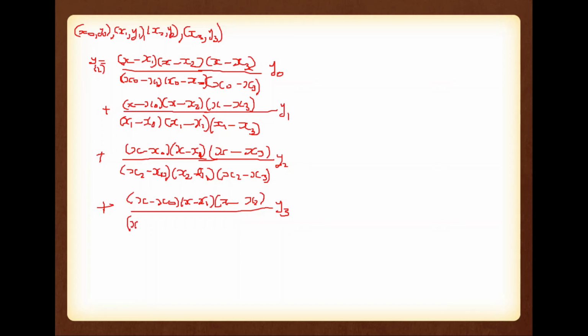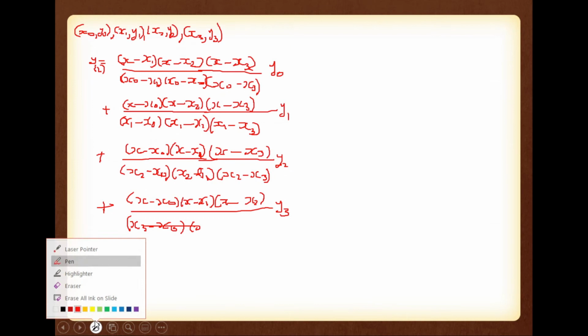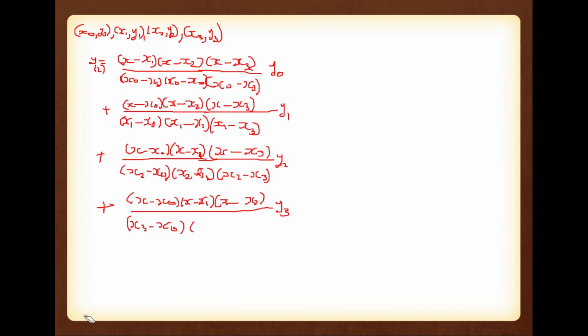So we have x3 minus x0 into x3 minus x1 into x3 minus x2. So this is the denominator. So please note, if you have 4 data, we can find a Lagrange polynomial with degree 3. Okay, and that equation has 4 elements, 1, 2, 3, 4 elements, corresponding to y0, y1, y2, y3.